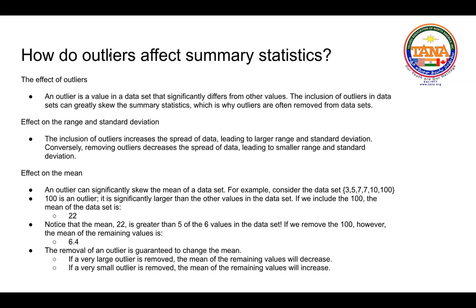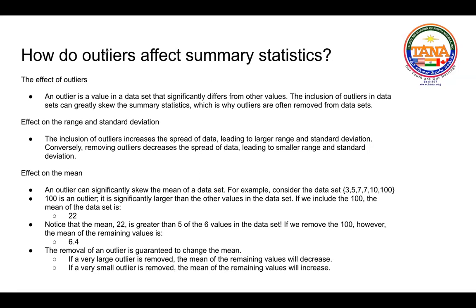So how do outliers affect summary statistics? The effects of outliers. An outlier is a value in a data set that significantly differs from other values. The inclusion of outliers in data sets can greatly skew their summary statistics, which is why outliers are usually removed from data sets, even if you did somehow get them. And the effects on range and standard deviation. The inclusion of outliers increases the spread of data, leading to larger ranges and standard deviations. Conversely, removing outliers decreases the spread of data, leading to smaller ranges and standard deviations.